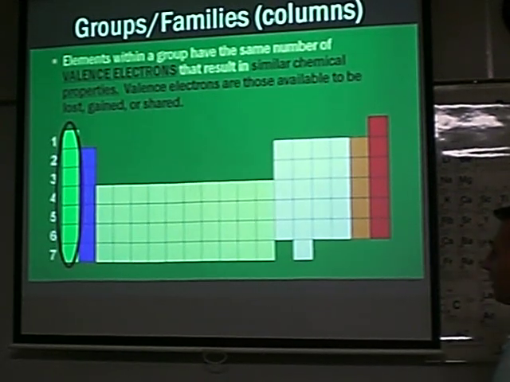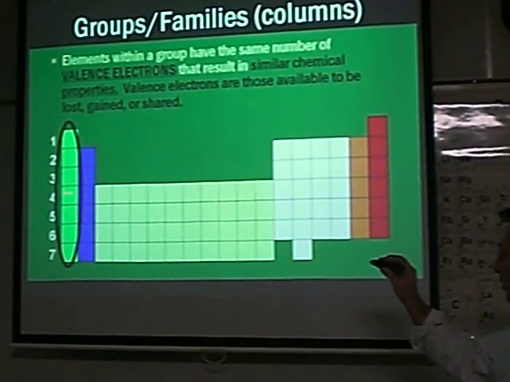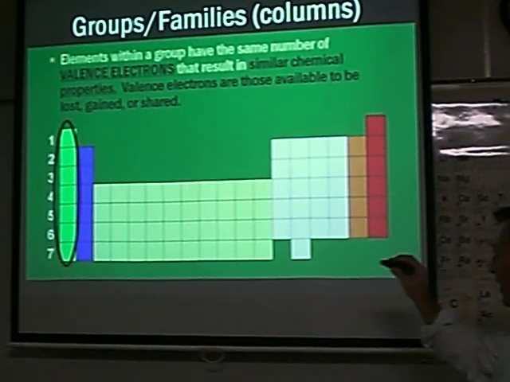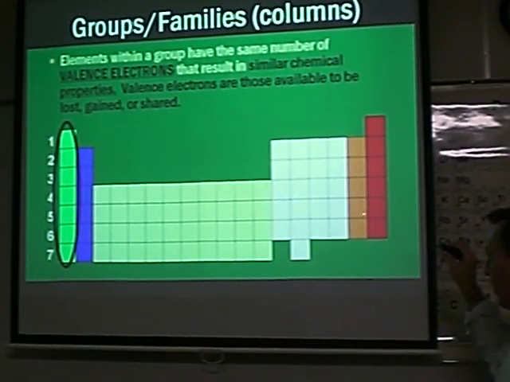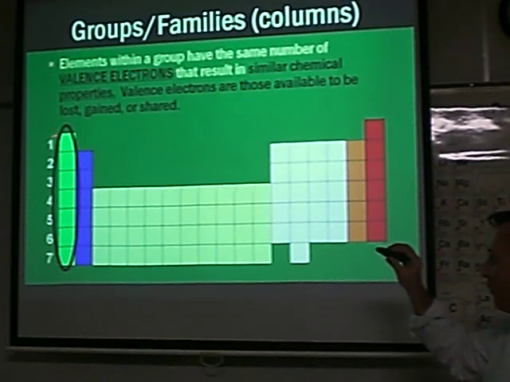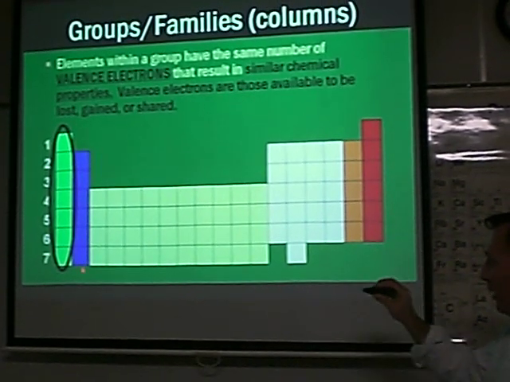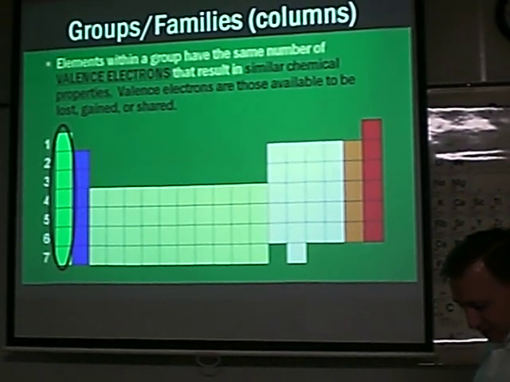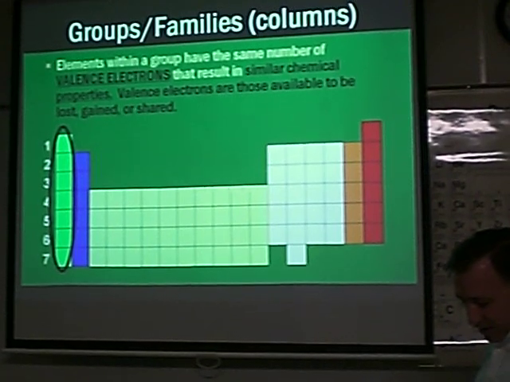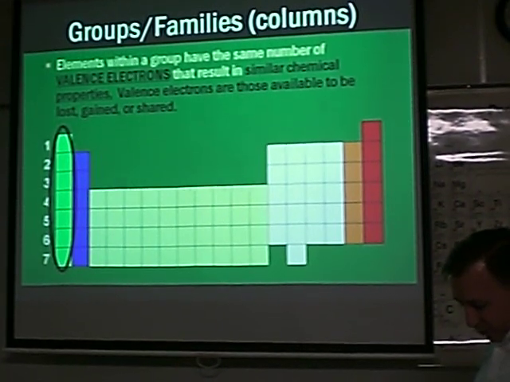So one more time for number 6, across the periodic table like that, that's a period. Up and down, we call that a family or a group. That's number 6. Number 7 says you should know periodic trends for the following characteristics.